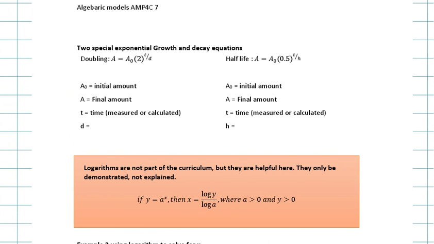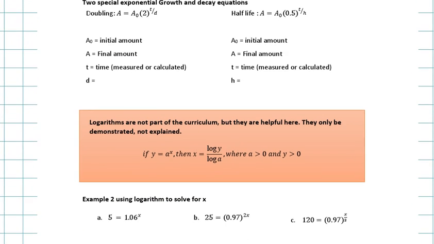T is the time measured. So when the question is asking what would be your population after 50 years, that's your T. Okay? D is your doubling time, the time it takes for the population to double.